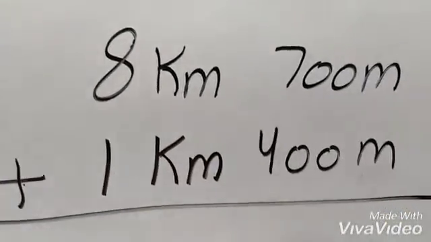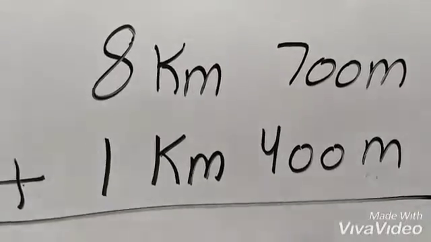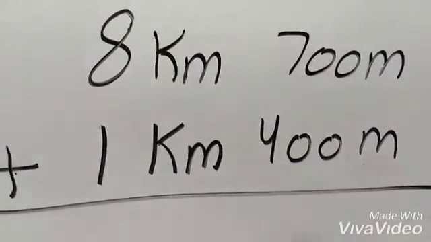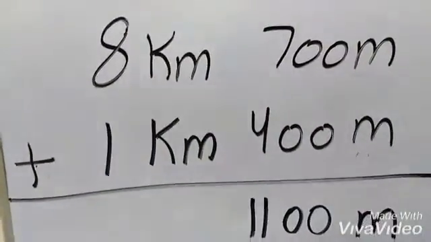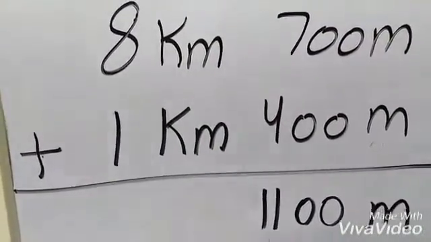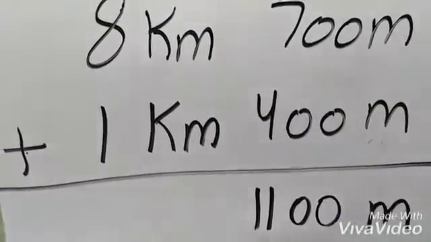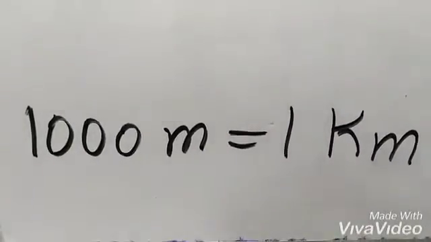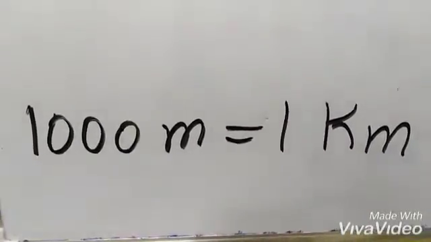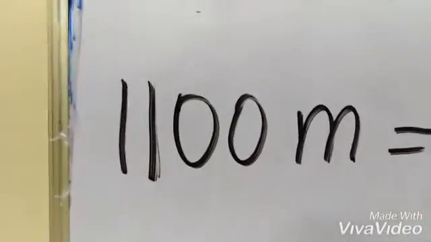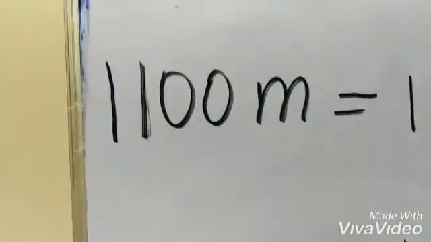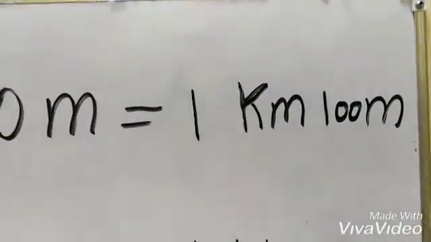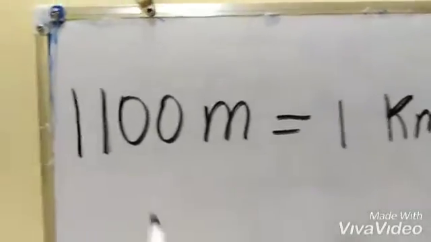Find the answer for the following addition. 8 kilometers, 700 meters, plus 1 kilometer, 400 meters. As usual, we will start by adding the meters. 700 meters plus 400 meters equals 1100 meters. We know that each 1000 meters equals 1 kilometer. So we can change the number 1100 meters and write it as kilometers and meters. So 1100 meters can be written as 1 kilometer and 100 meters.